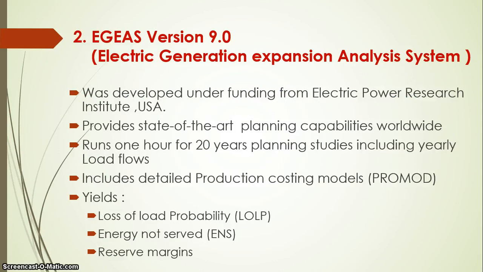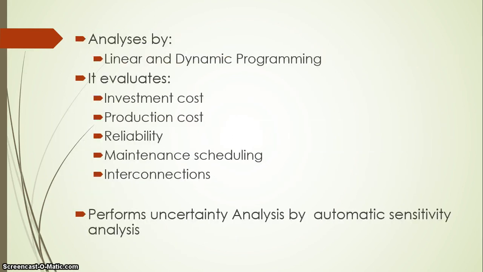EGES version 9 has the ability to run 20 years of planning study in 1 hour. It can give you production cost models, ProMod model, then energy not served and loss of load probability, very important for reliability calculation. Also a very important feature here is that it can optimize the solution for linear, also for dynamic programming.